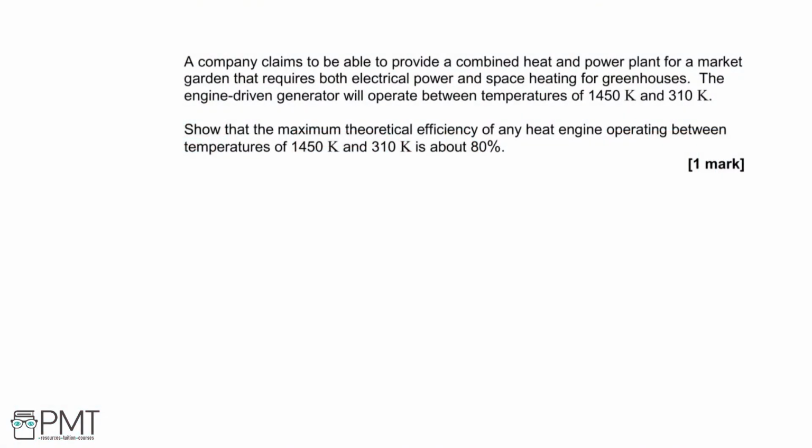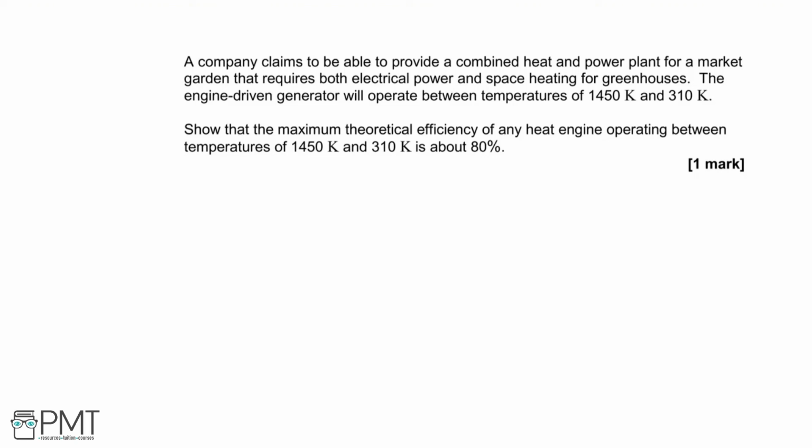A company claims to be able to provide a combined heat and power plant for a market garden that requires both electrical power and space heating for greenhouses. The engine-driven generator will operate between temperatures of 1450 Kelvin and 310 Kelvin. Show that the maximum theoretical efficiency of any heat engine operating between temperatures of 1450 Kelvin and 310 Kelvin is about 80%.